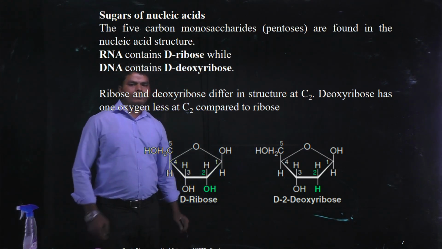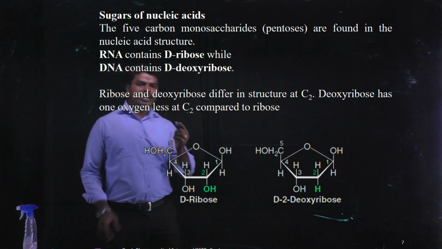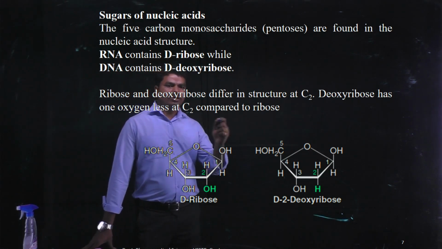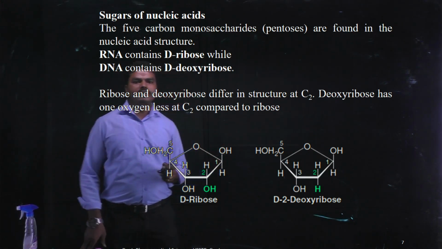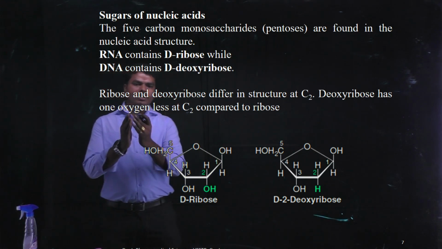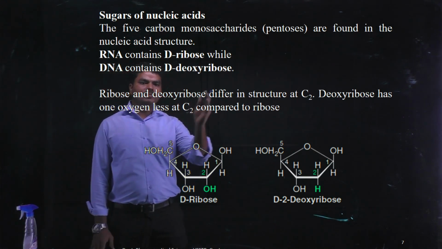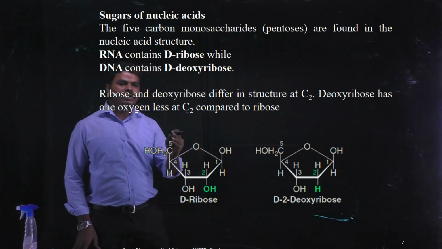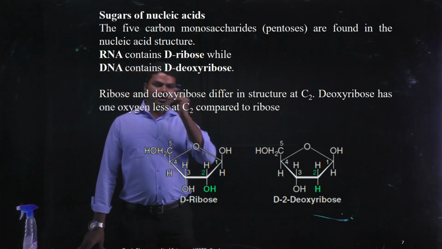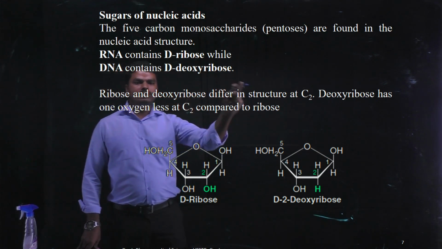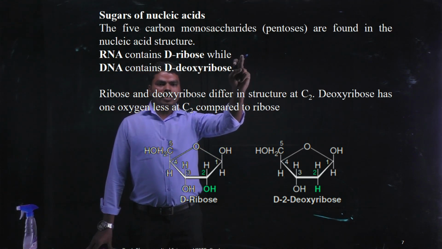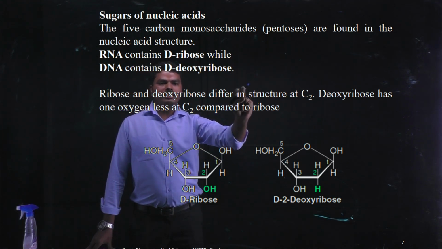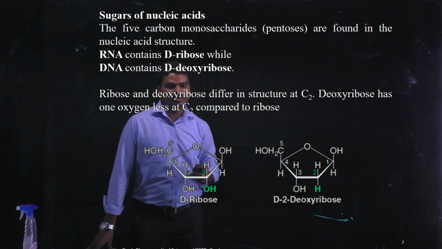The sugars present in nucleic acids are five-carbon monosaccharides, also called pentoses. They are found in the nucleic acid structure. For example, RNA contains D-ribose, but DNA contains deoxyribose. So RNA is the ribose one and DNA is the deoxyribose. Deoxyribose sugar is present in the DNA.